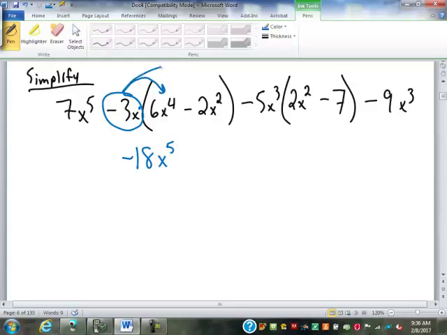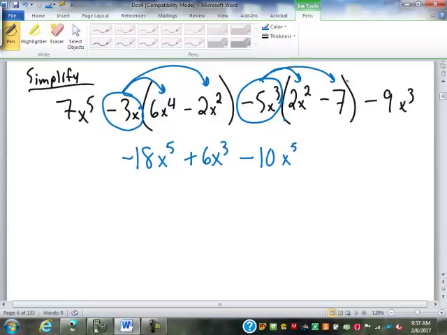Good. Negative 3x times negative 2x squared, positive 6x to the third. Good. Next set of parentheses, anything that needs to be done inside there? No. So it is multiplied by negative 5x to the third. Negative 5x to the third times 2x squared, negative 10x to the fifth.